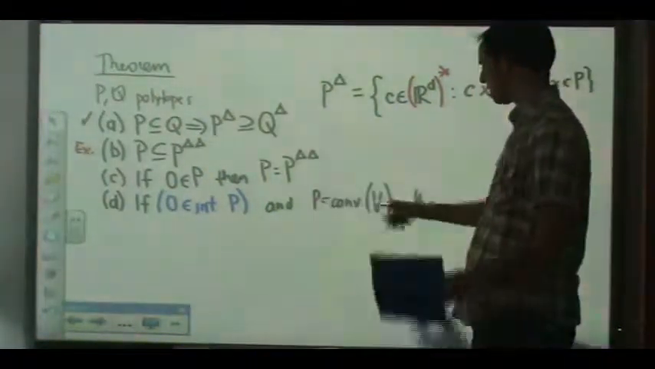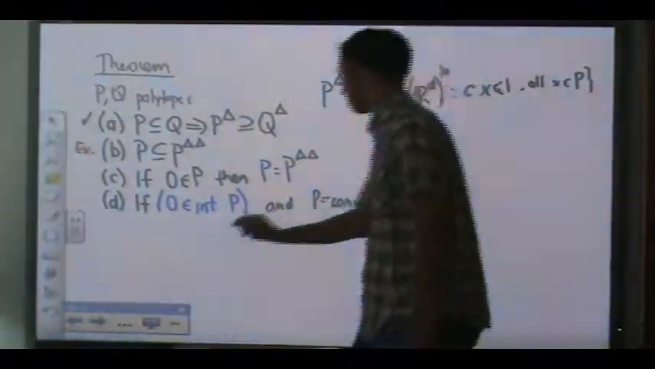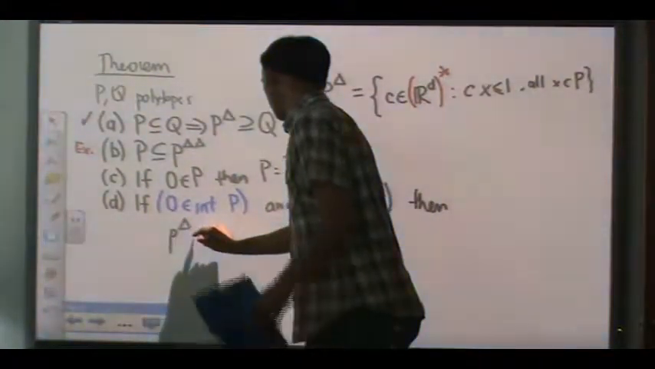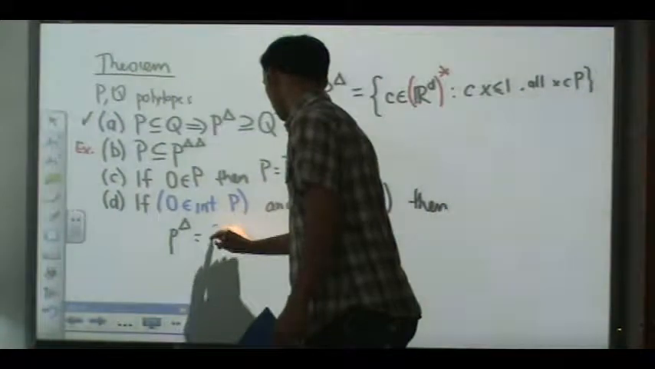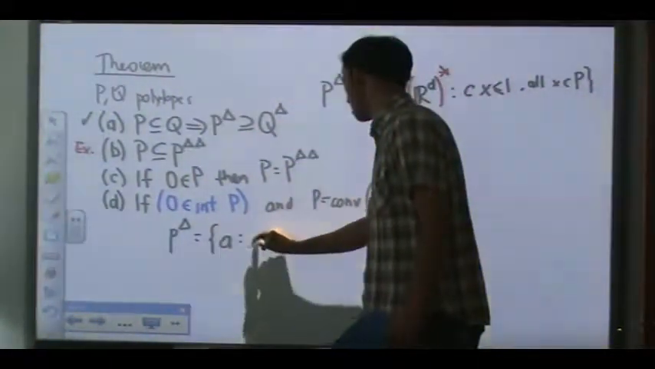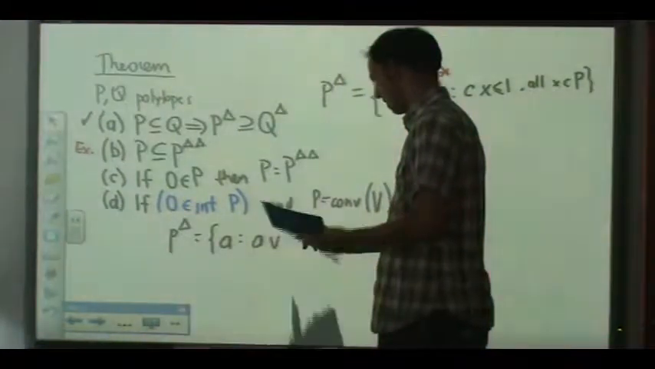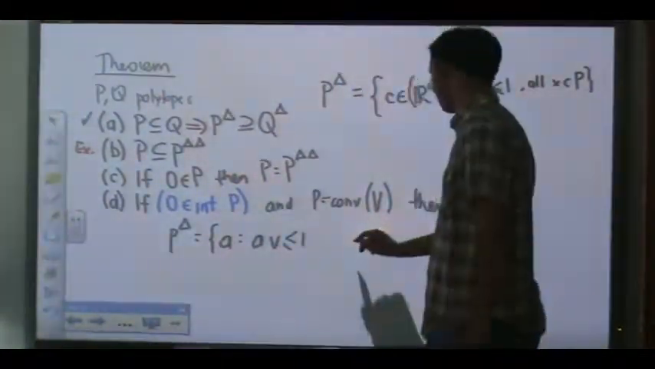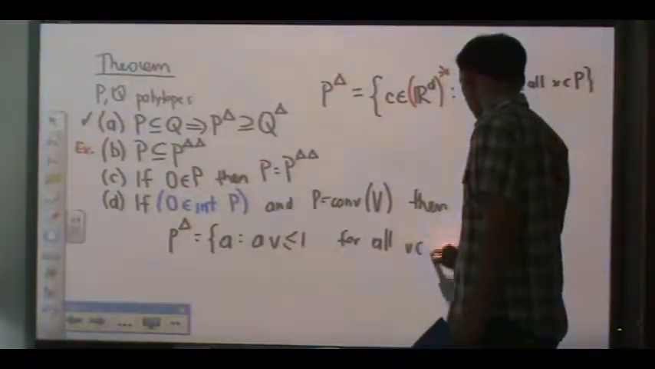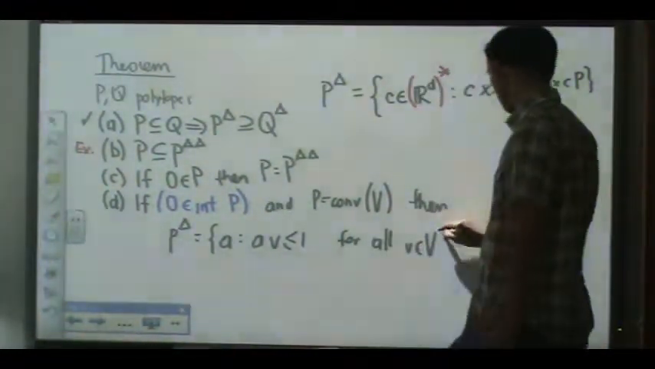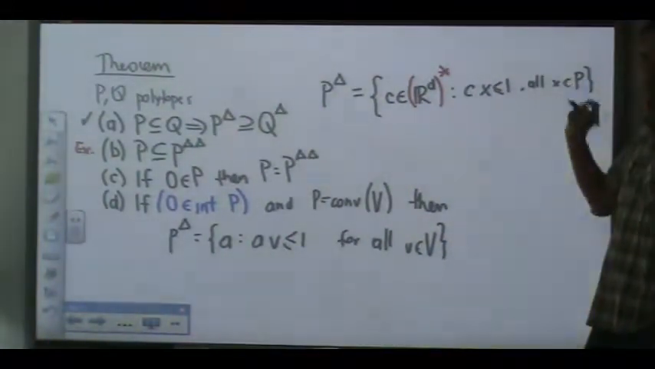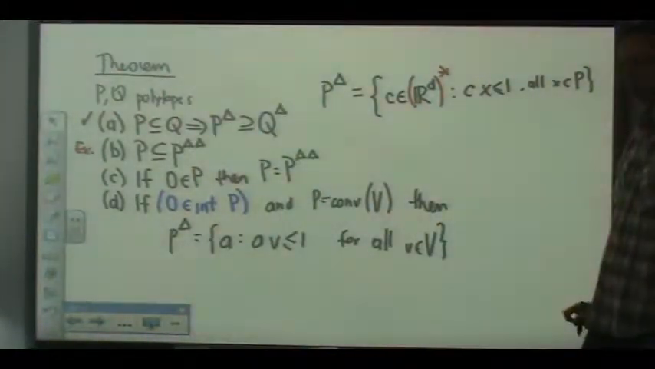So it says if P is the convex hull of V, then P dual is given by those A such that AV is less than or equal to 1 for all vertices V. So what this says is that you don't have to check the condition for every point in the polytope, you only need to check it for the vertices.